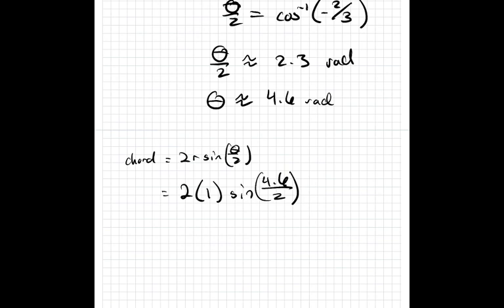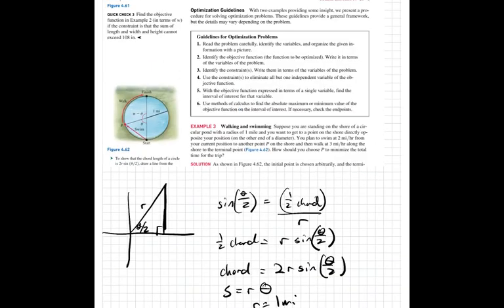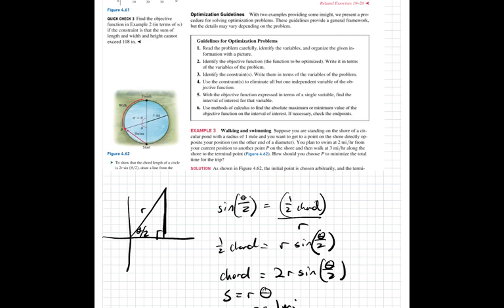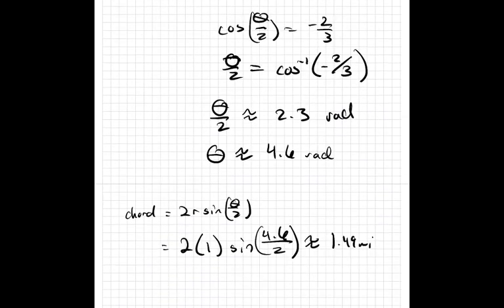So I'm just going to crunch that number: 2 times the sine of 4.6 over 2, and we are in radians. I get approximately 1.49 miles. So then we need to find a P. We need a little bit of context of orientation. Choose it so that the chord length is about 1.49 miles.